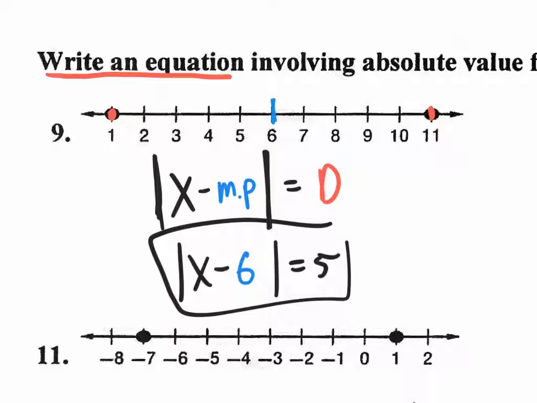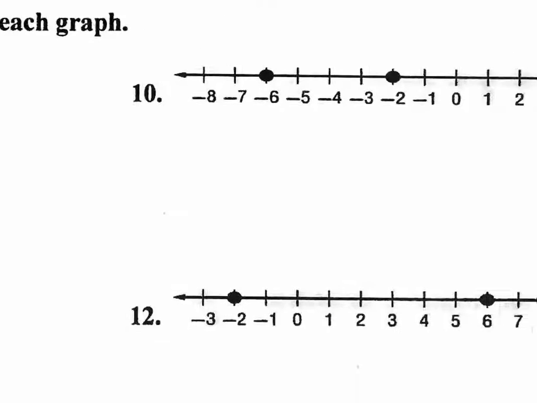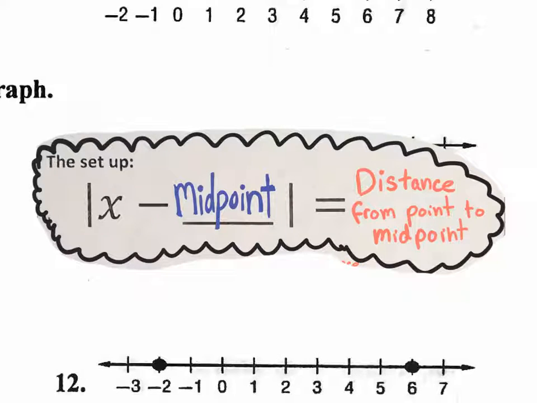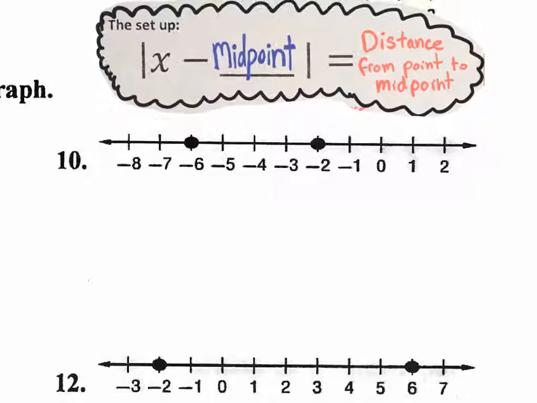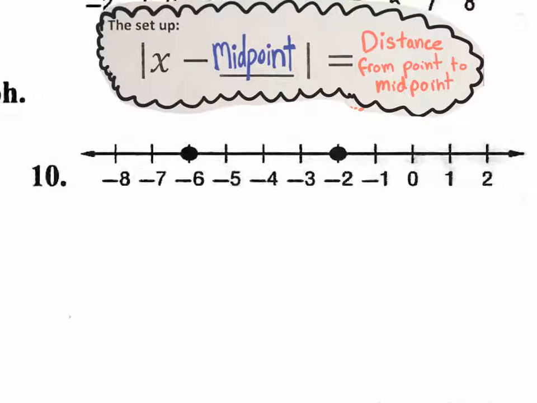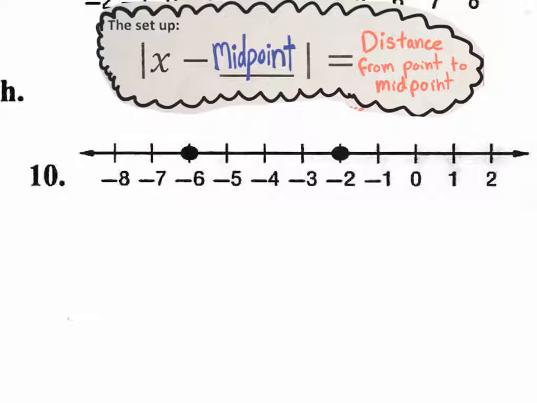Let's jump to number 10. So I've cut and pasted straight from our notes. Absolute value, x minus the midpoint equals the distance from the point to the midpoint. So let's first find that midpoint. What's the midpoint from here and here? Negative 4. So the midpoint is negative 4, and the distance from here to here is 1 unit, 2 units, right? So let's set up our absolute value equation.